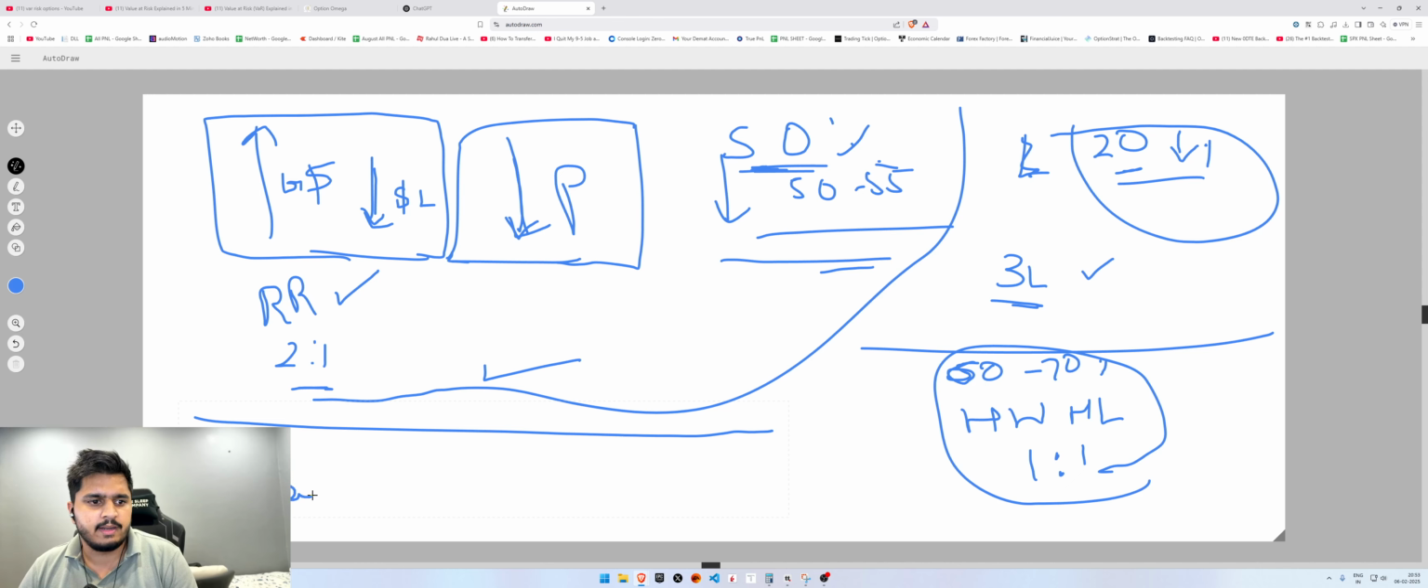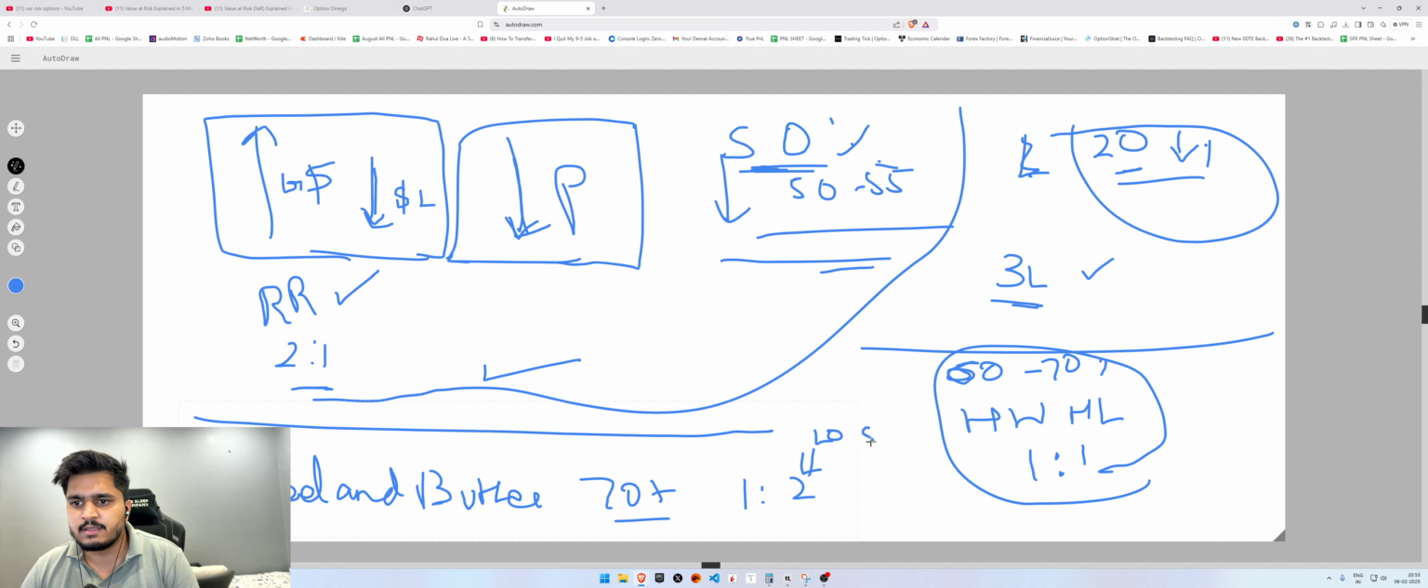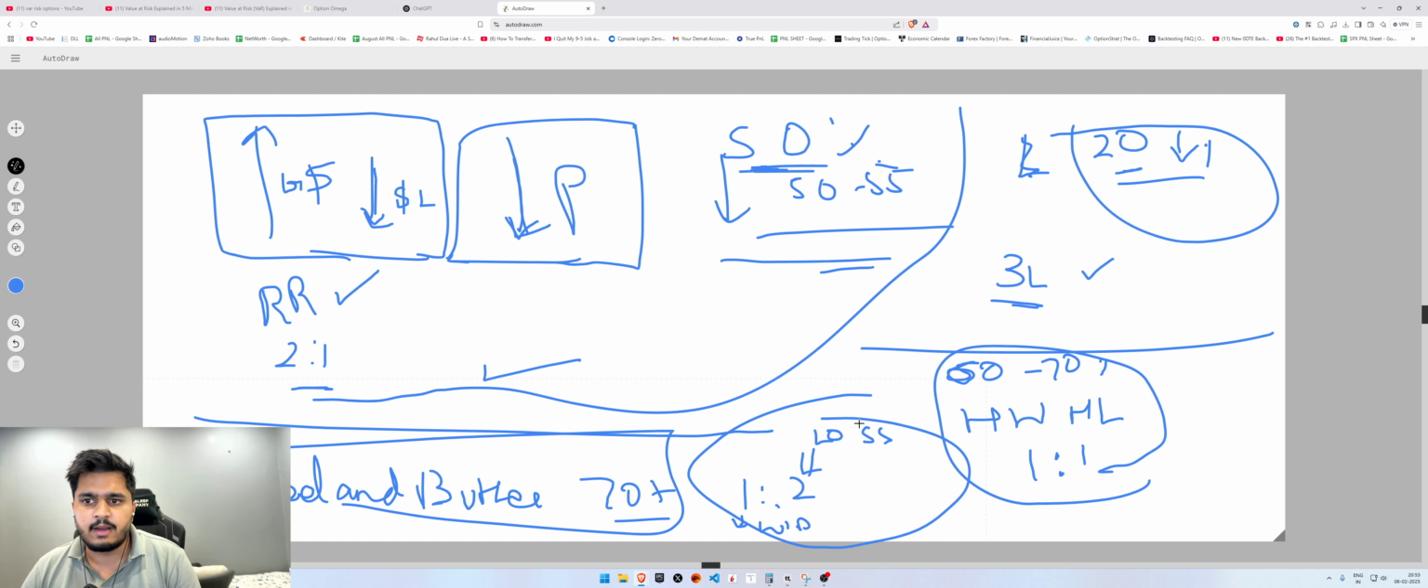Okay, so your bread and butter, this is something where you would require 70% plus. Generally the RR is going to be 1:2, so 2 for loss and 1 for win. The way to achieve something like this is that bread and butter strategies should be replicable.